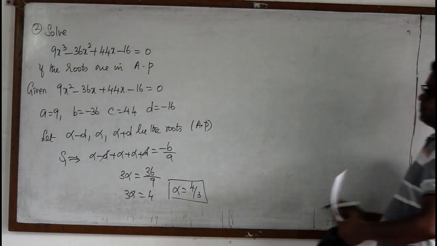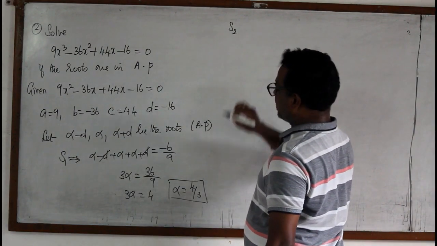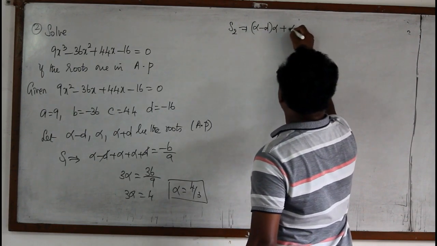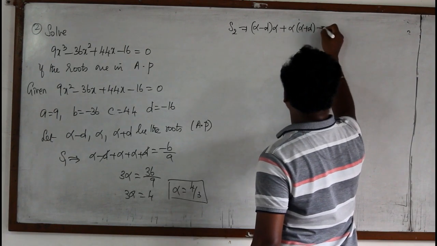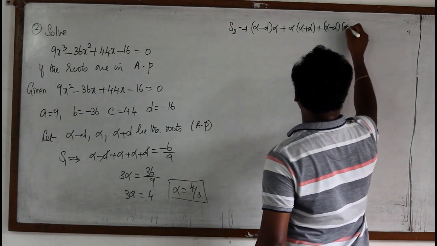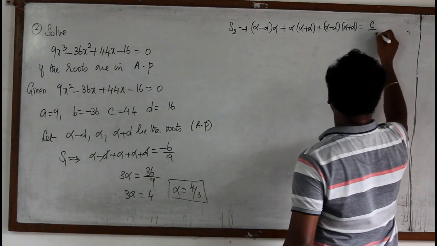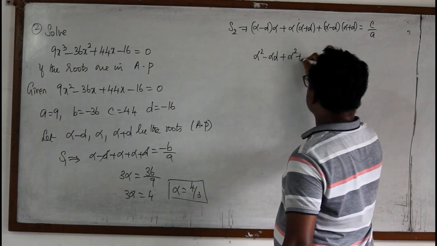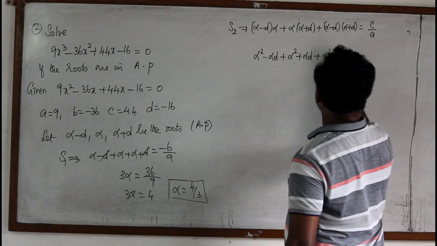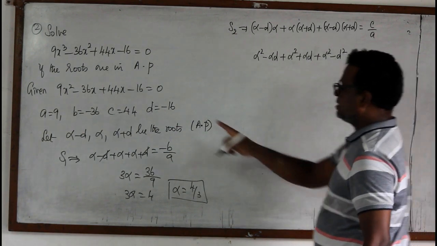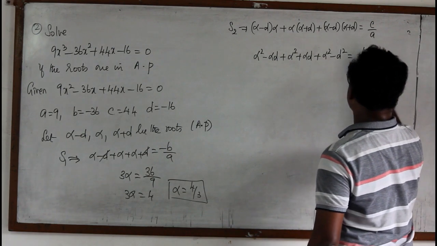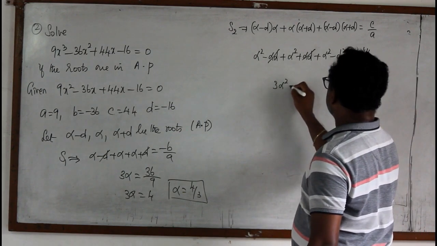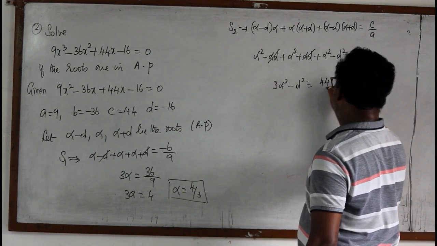Now we shall go for S2. S2 is sum of the products of two roots, that is alpha minus d into alpha, alpha into alpha plus d, alpha minus d into alpha plus d, that is c by a. This is alpha square minus alpha d, alpha square plus alpha d, and this is alpha square minus d square. Here c by a is 44 by 9. Alpha d and alpha d cancel. 3 alpha square minus d square is 44 by 9.